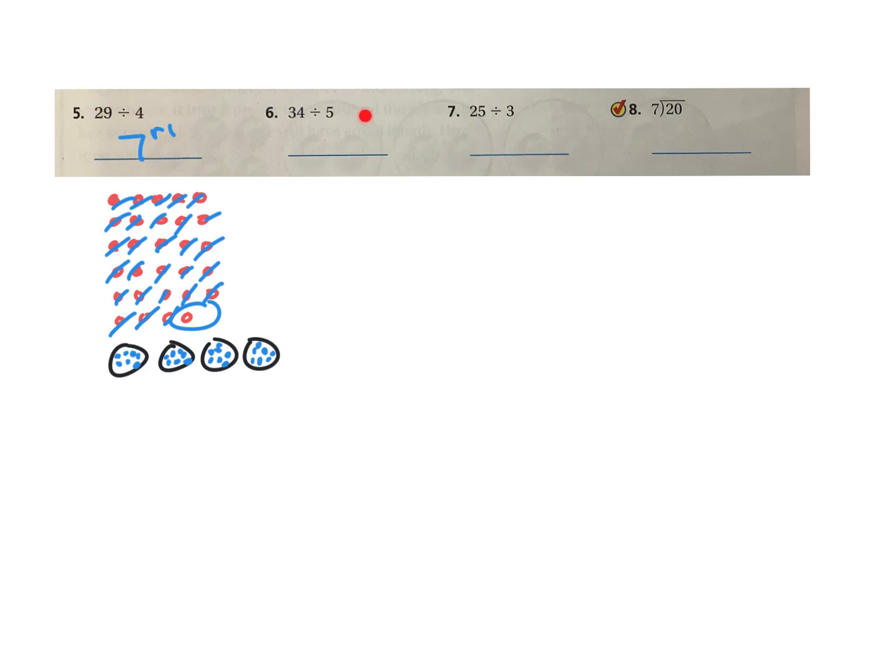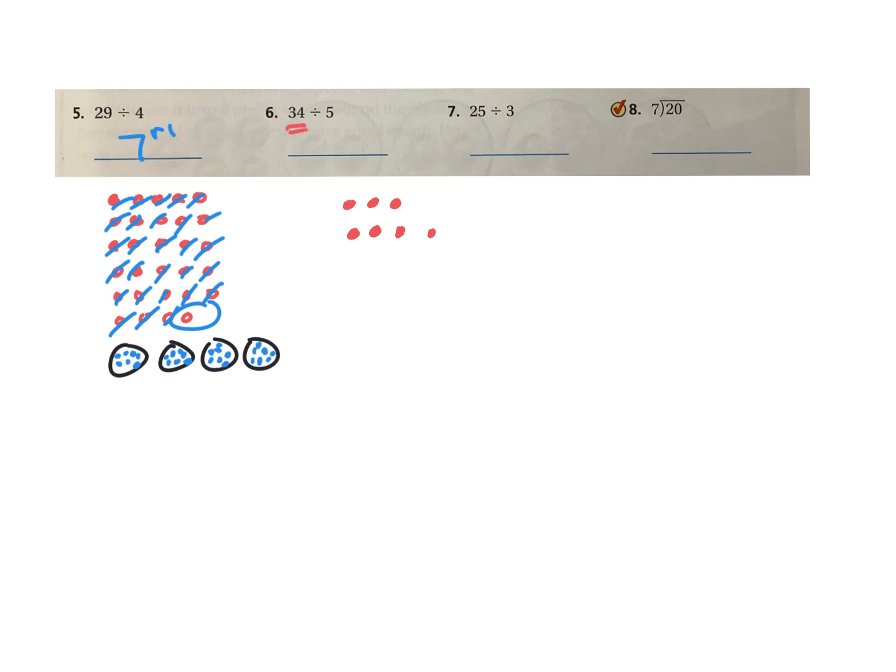Okay, let's look at this one. This is 34 divided by 5. Let's take that route. Instead of drawing 34 counters, if I count by 5, how close can I get to 34 without spilling over? So let's count. I'll use a counter to represent each 5 count. 5, 10, 15, 20, 25, 30, 35. Oopsie, 35 is higher than that.